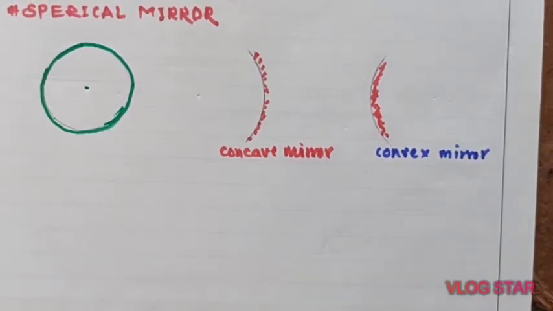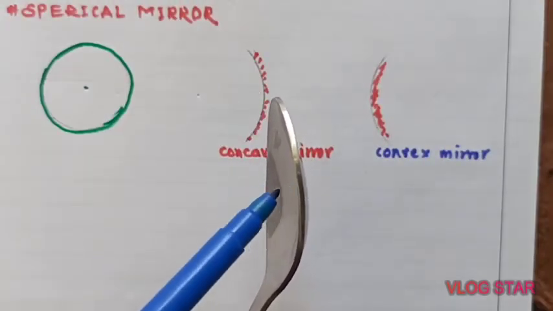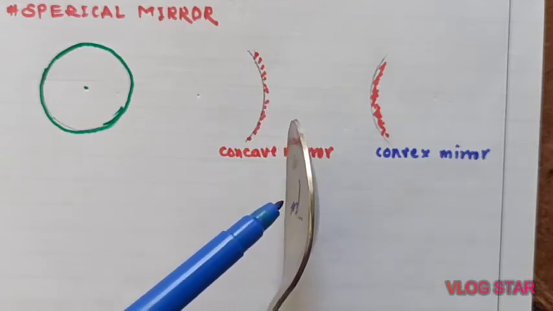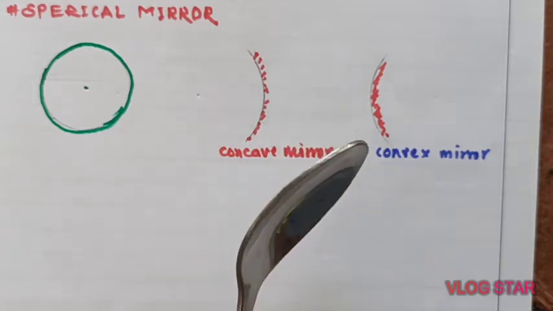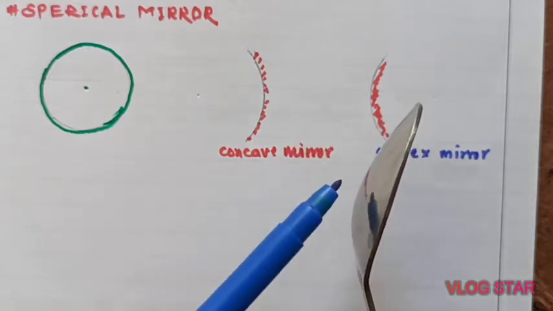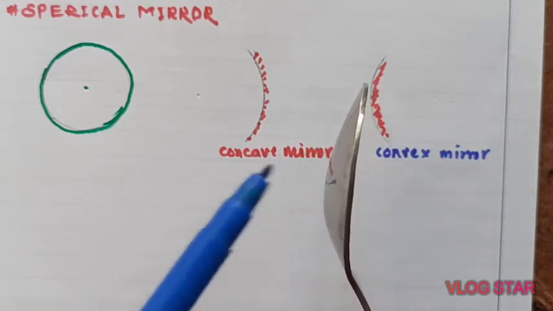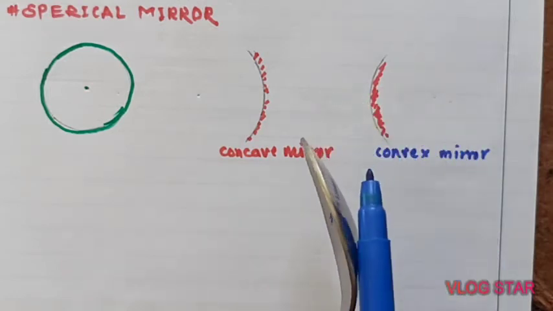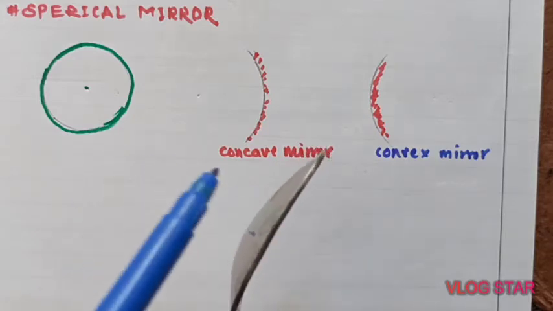To understand convex and concave, we can take one spoon. In a spoon, this portion is hollow and curved inside, the face is going inside, so this is called a concave shape. And if I reverse this spoon, now this face is bulged outside, so this face is called a convex face. So how are the images formed in concave and how are the images formed in convex? One side is concave whereas the other side is called convex.